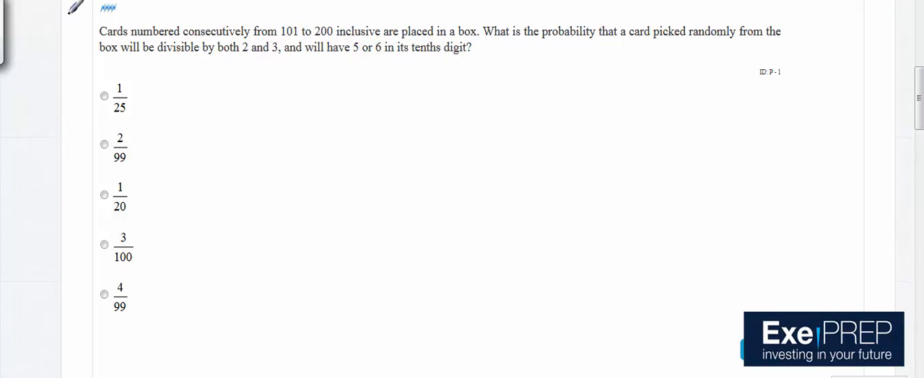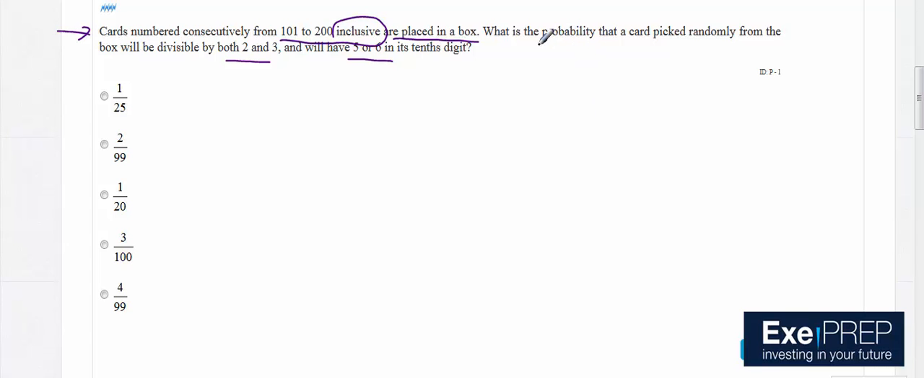Okay, we've got some cards which are numbered consecutively from 101 to 200 inclusive. This is important, okay, that it's inclusive. And these cards are in a box. So what is the probability that a card picked randomly from the box will be divisible by both 2 and 3 and will have 5 or 6 in its tens digit, okay?